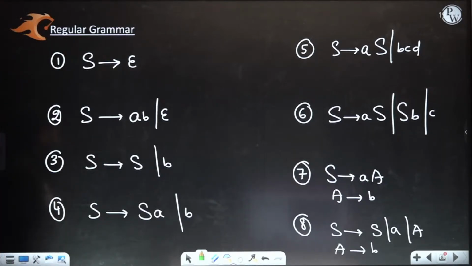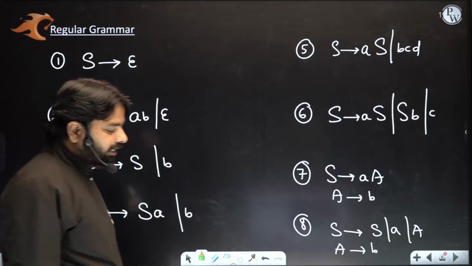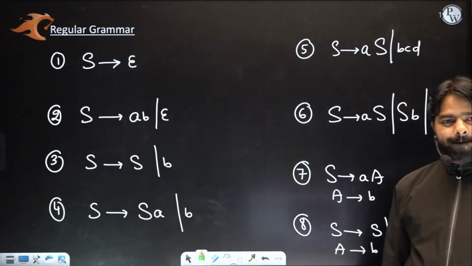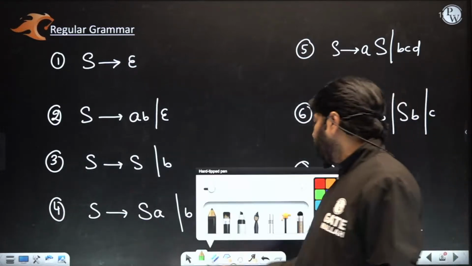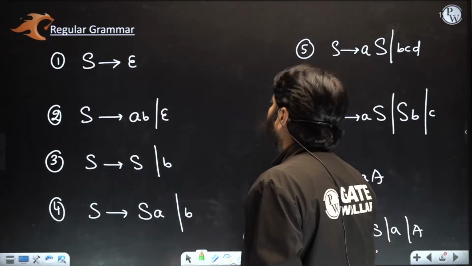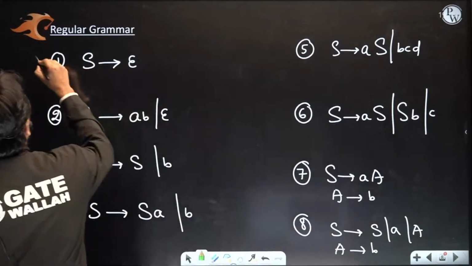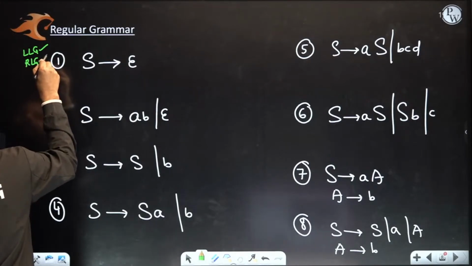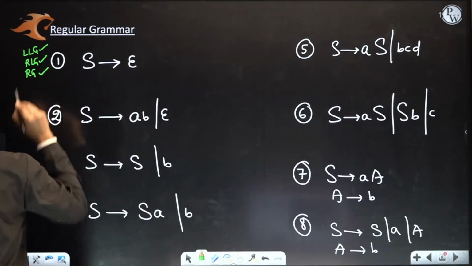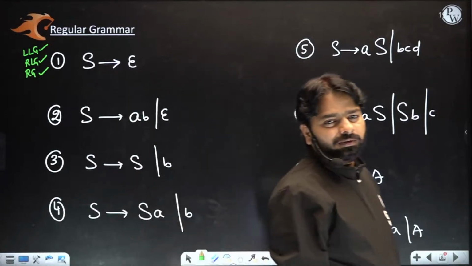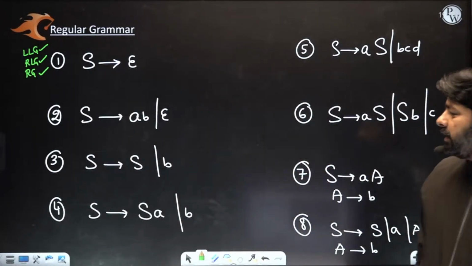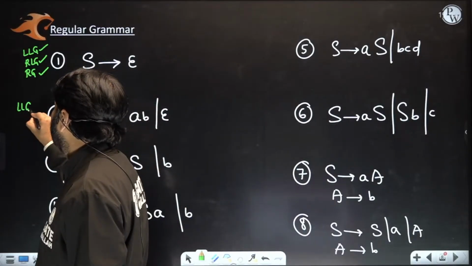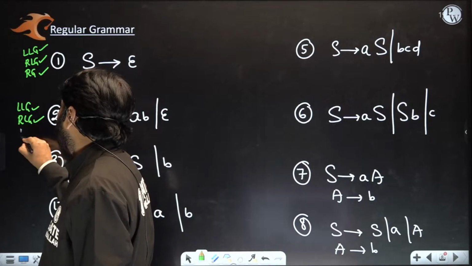Okay, let's answer it. We'll look into each example here. The first one is definitely LLG. So I'm putting here: LLG satisfied, RLG satisfied, so definitely regular grammar satisfied. Similarly, answer for the second one. The second one is also the same, and these two are exactly the same, right? It is also LLG, RLG and then regular grammar.